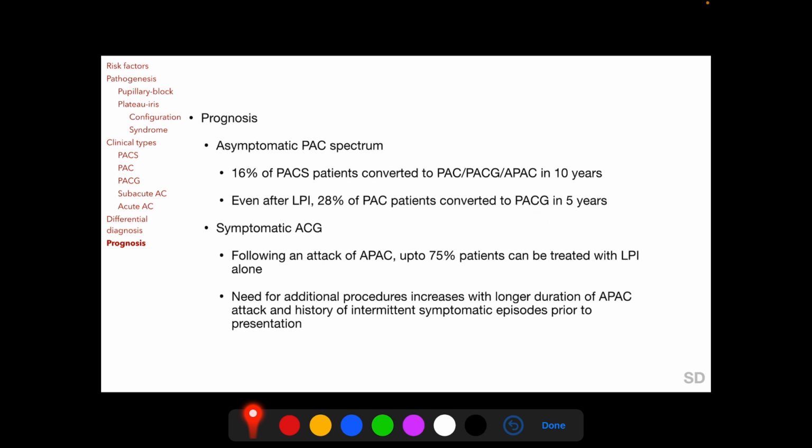And among patients with symptomatic angle closure glaucoma, 75% of those with an attack of acute primary angle closure can be treated with LPI alone, and need for additional procedures increase with longer duration of acute primary angle closure attack and history of intermittent symptomatic episodes prior to presentation.